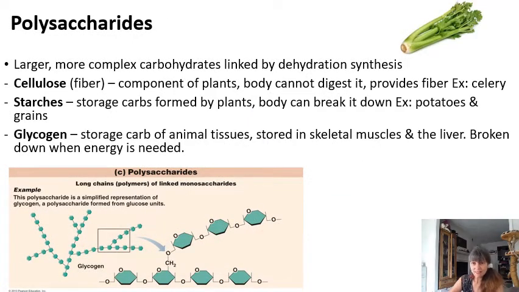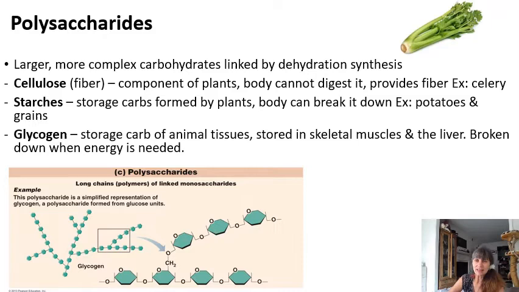From monosaccharides and disaccharides, we go into polysaccharides, which means many sugars. Polysaccharides are larger, much more complex carbohydrates that have been linked together by way of dehydration synthesis. There are 3 kinds of polysaccharides, including cellulose, starches, and glycogen.